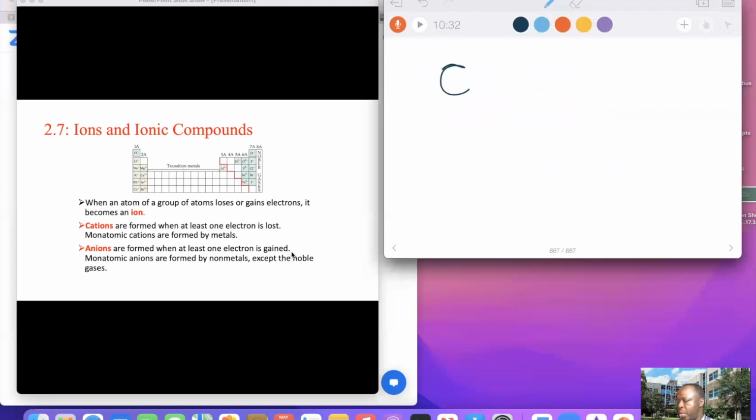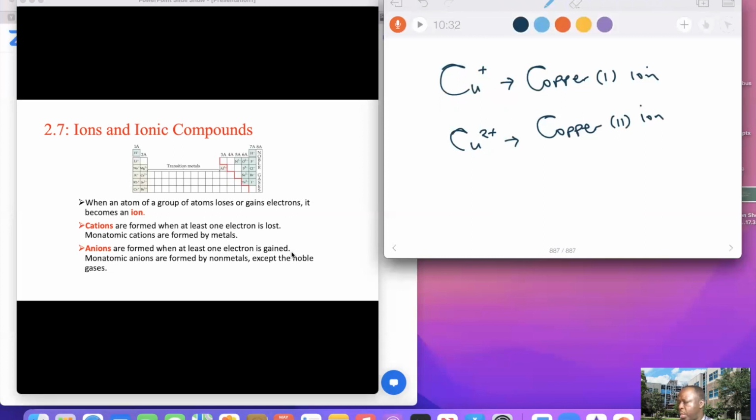There is Cu positive 1, Cu positive 2. This is copper(I) ion. Copper(II) ion. These are just a few transition metals and how we use the Stock system.